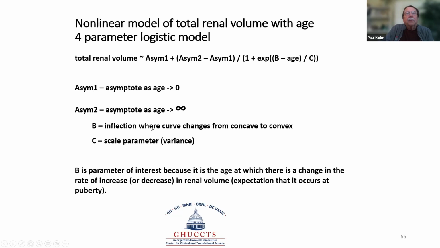B is then the inflection where my curve is going to change from concave to convex, and then C is just a scale parameter. B is my primary parameter of interest because it's the age at which there's a change in the rate of increase or decrease in renal volume, and the expectation is that it occurs at puberty.